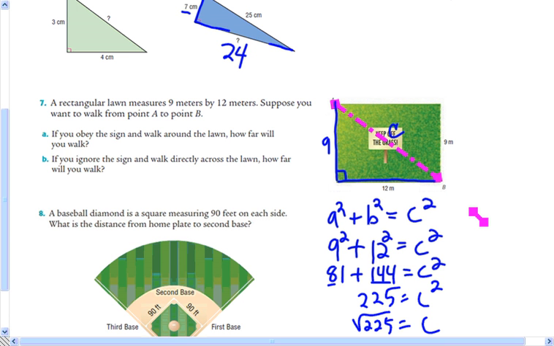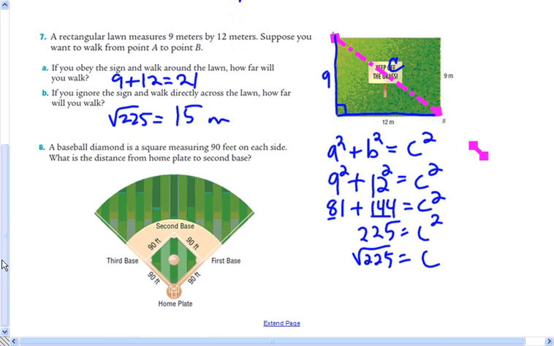Now we can answer A. If we go around and obey the sign, we're going to have to do 9 plus 12, which is 21. If we ignore the sign, we get to just walk the square root of 225, which is 15 meters. So we're saving 6 meters by ignoring the sign and cutting across.